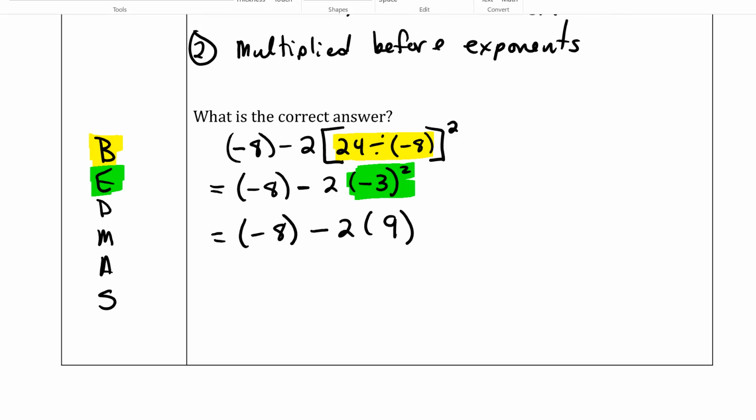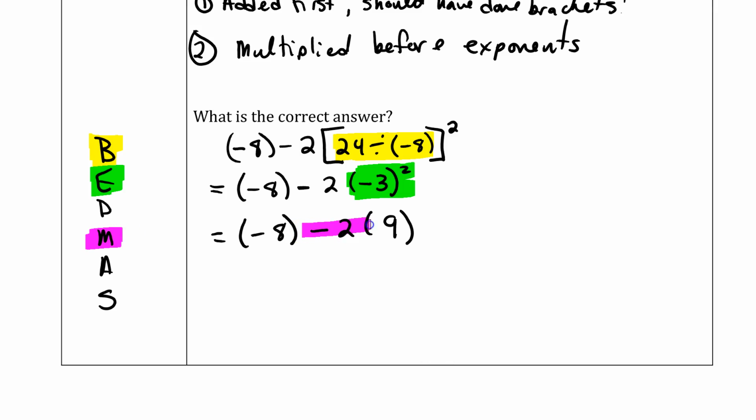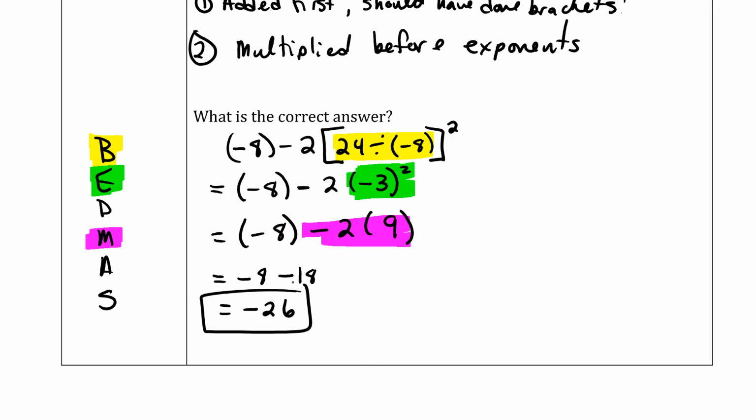Now I look here and I say, okay, division and multiplication. Now we did division first here, but that's because it was in brackets. What we need to do now is multiplication: -2 times 9. I'm going to drop the brackets here because I don't think that we need them anymore. So instead of saying -8 in brackets, we just go -8. You're welcome to keep it in the brackets if that helps you. -2 times 9 is -18. -8 minus 18 is going to be -26. Put a box around it.